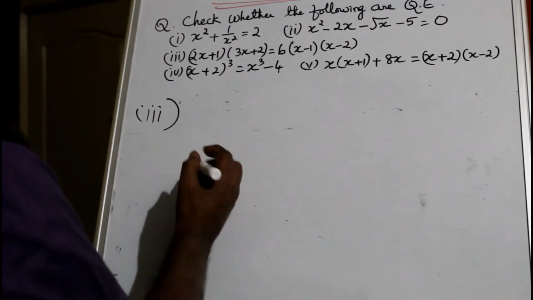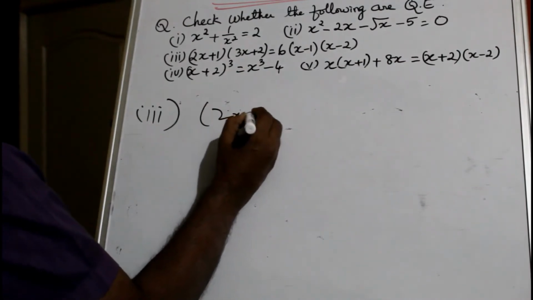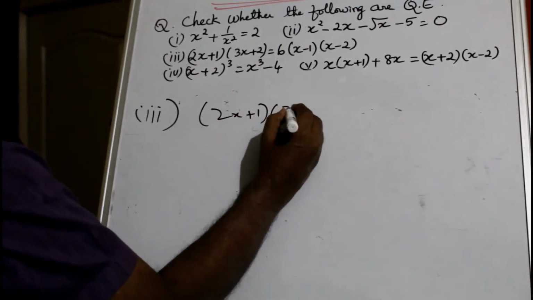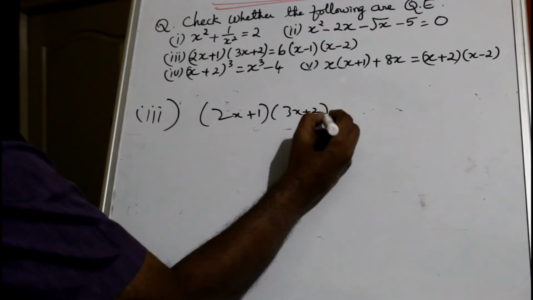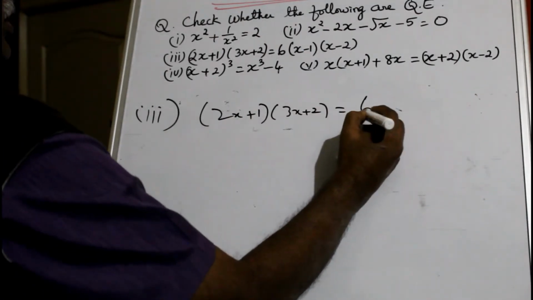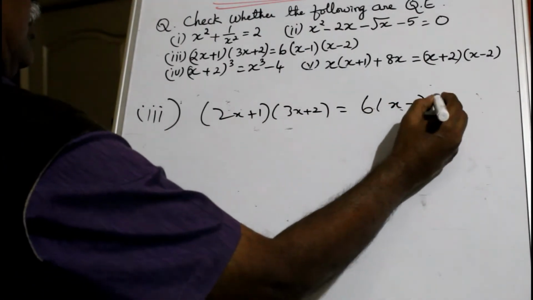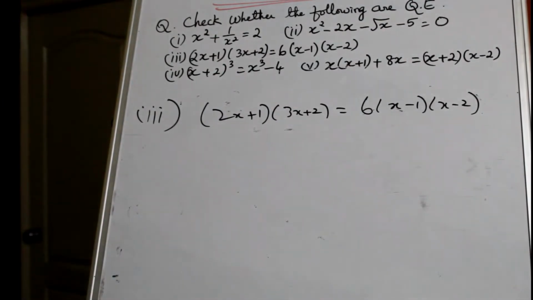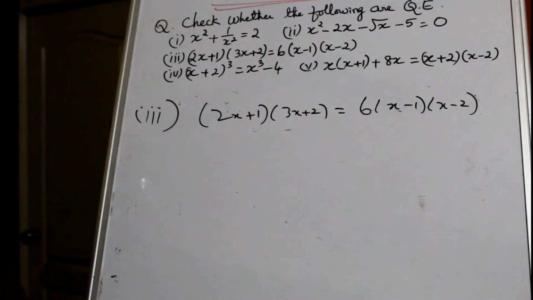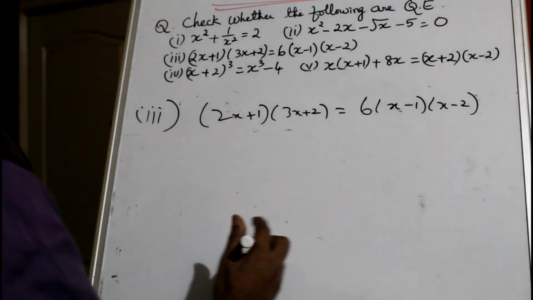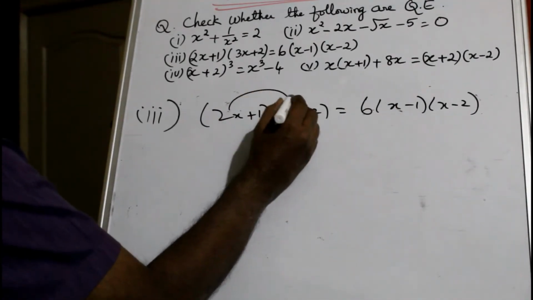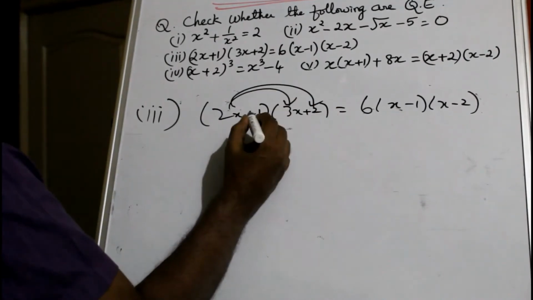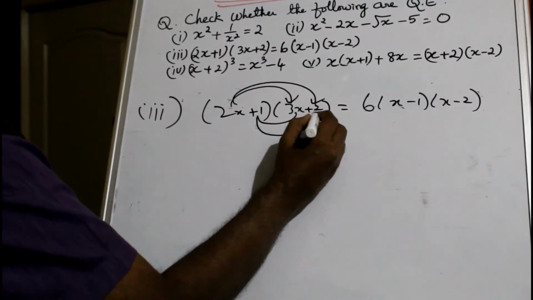Now next sum we'll try: 2x plus 1 into 3x plus 2 is equal to 6 bracket x minus 1 into x minus 2. Now I told you first you must try to bring it in the standard form. Standard form means try to expand this. So when you expand you get totally 4 terms: 1, 2, 3, 4 terms.